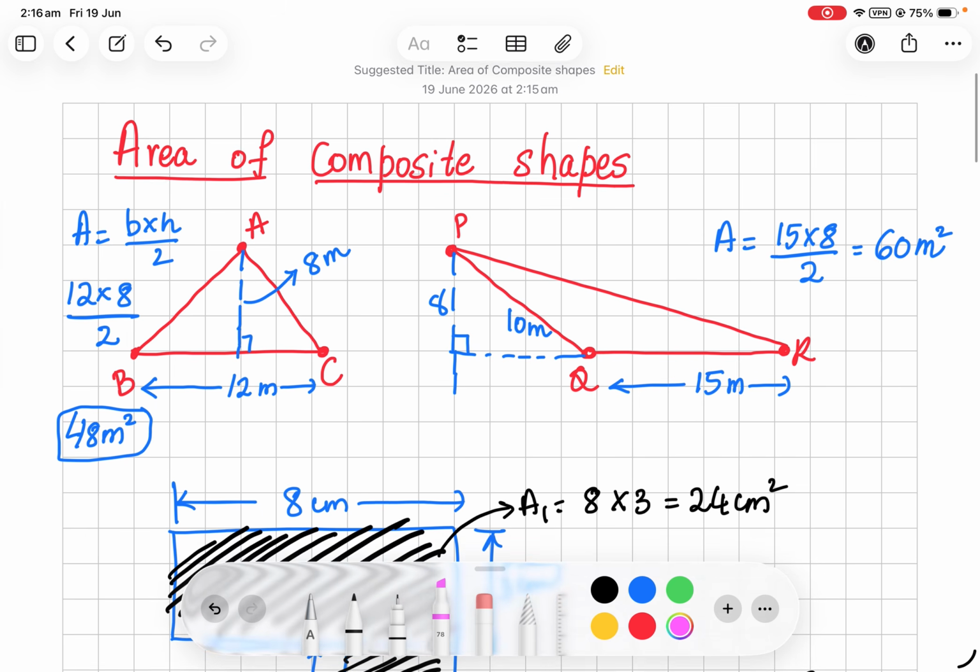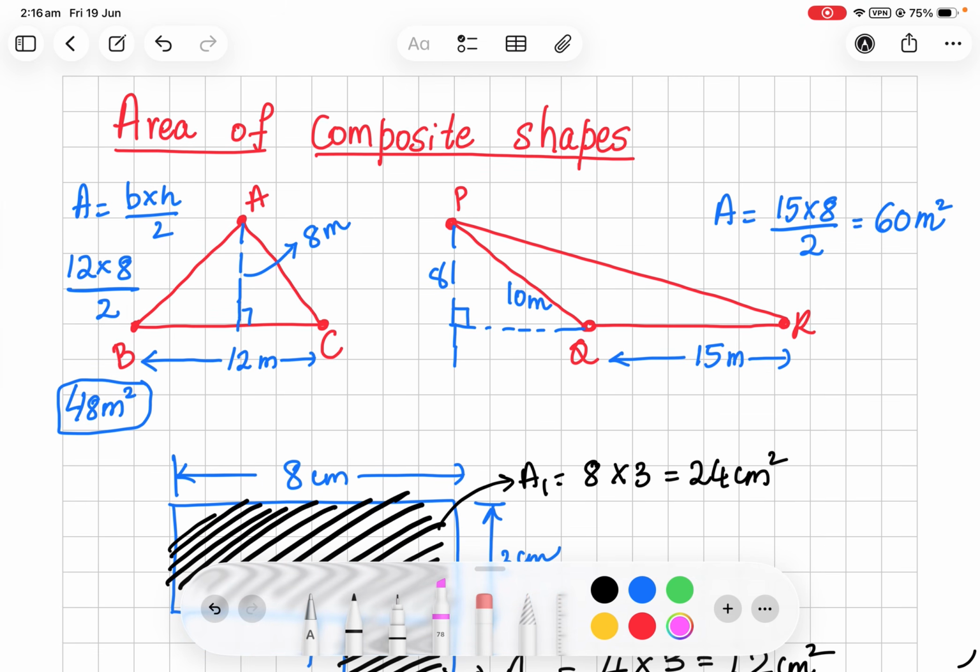Hello everyone, in this video we are going to talk about areas of composite shapes. Quite an interesting video. I've done a bit of research on some characters, so you have to wait until I first teach the introductory part and then get into the exciting part.